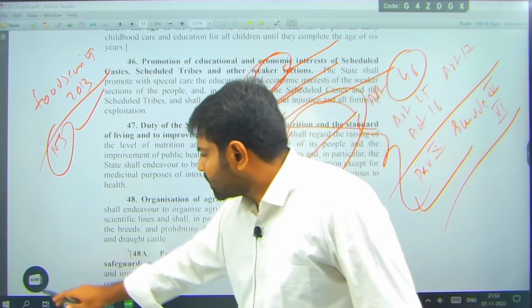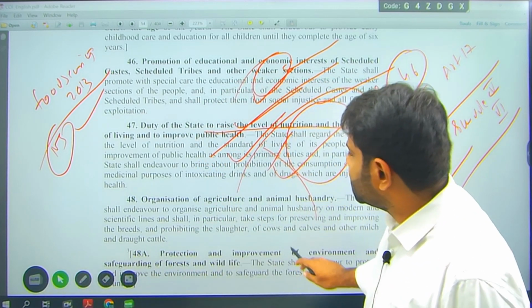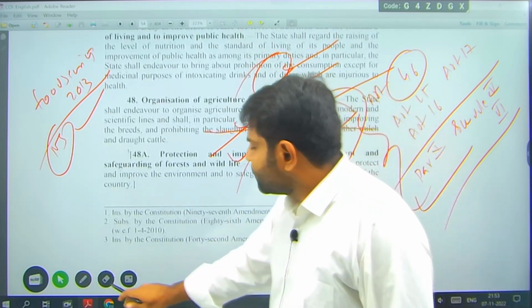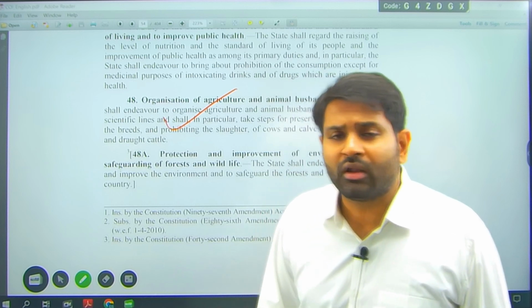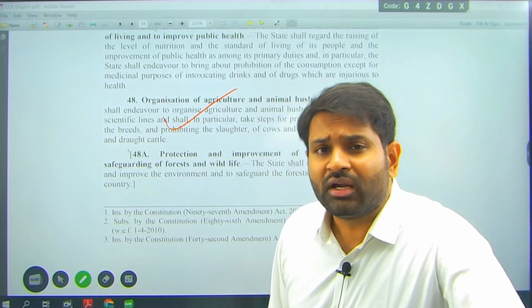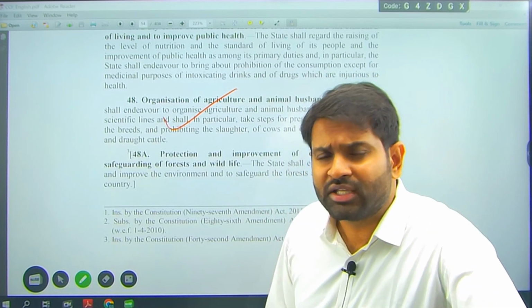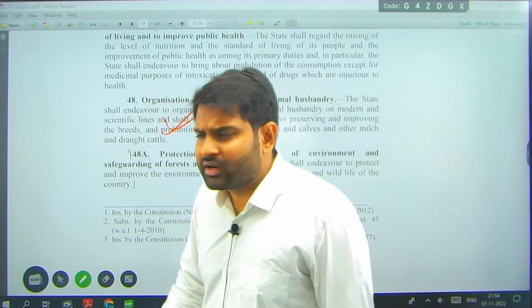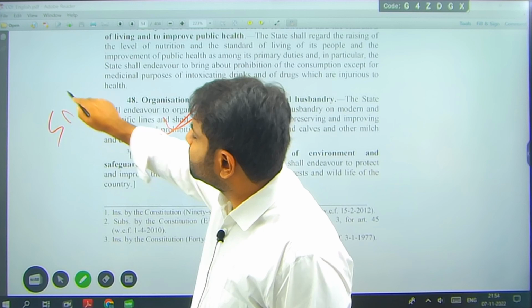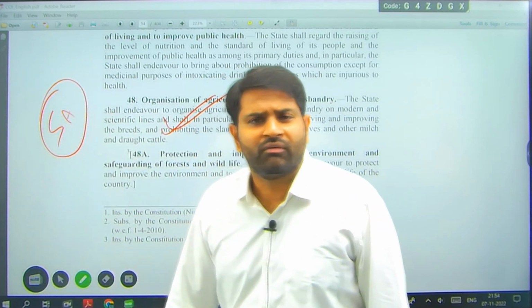Next one, organization of agriculture and animal husbandry. When we are talking about organization of agriculture, farming, all this should be done according to modern rational methods, modern technology. That is what we call sustainable farming. When you are talking about organization of agriculture and animal husbandry, it is sustainable agriculture, the National Mission for Sustainable Agriculture.